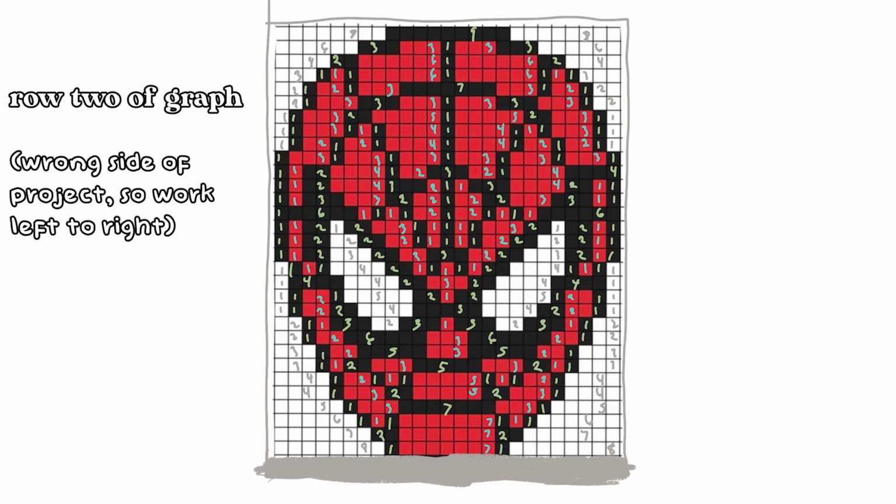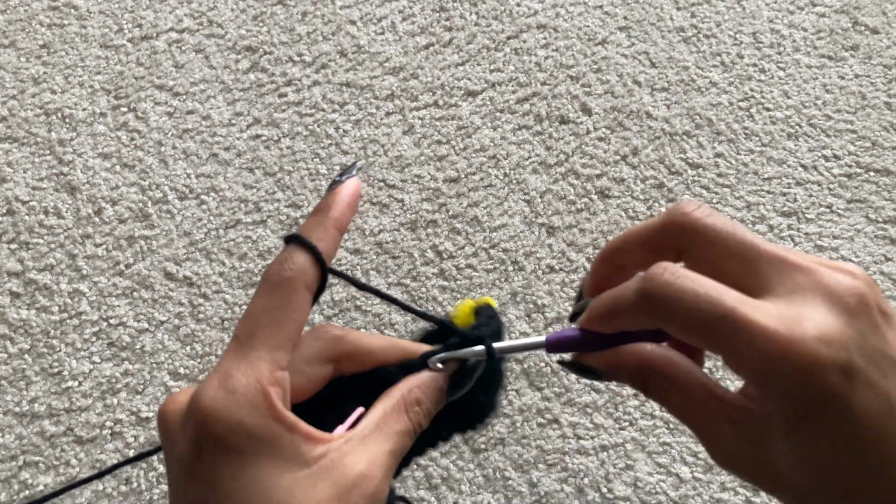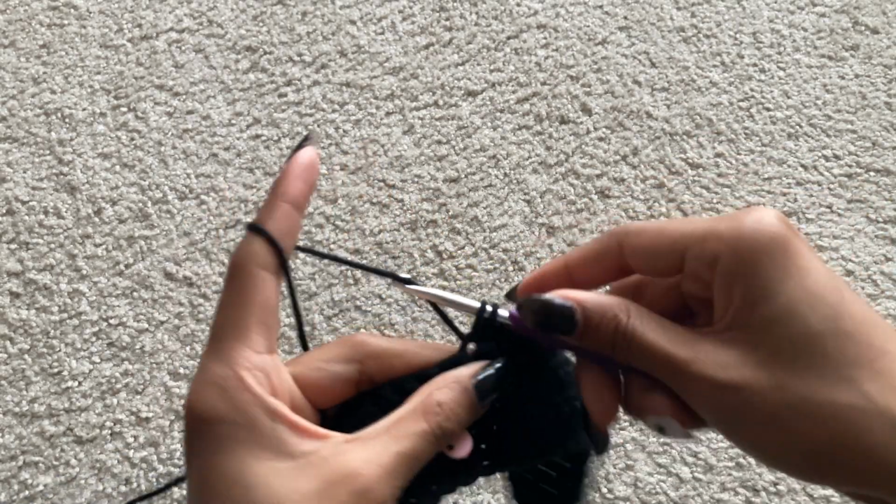For the second row, I'll be starting from the left side of the graph. It says to work 8 stitches with the background color, then switch to black for 1 stitch, then 7 stitches with red, and then 1 stitch with black, and then 9 stitches with the background color. So for mine, I'll be doing 9 stitches with black, then switch to red, then back to black. After doing the 9 stitches with black, it's time to switch to the red color.